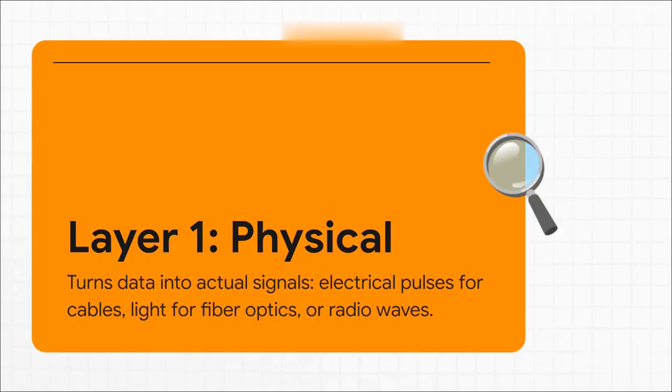And finally, we hit rock bottom, literally. Layer 1, the physical layer. This is where all that neatly packaged digital information gets turned into a real-world physical signal. It becomes electrical pulses buzzing down an Ethernet cable, tiny flashes of light in a fiber optic line, or radio waves for your Wi-Fi. This is the actual hardware, the stuff that makes the internet go.